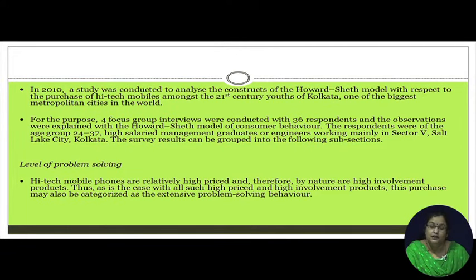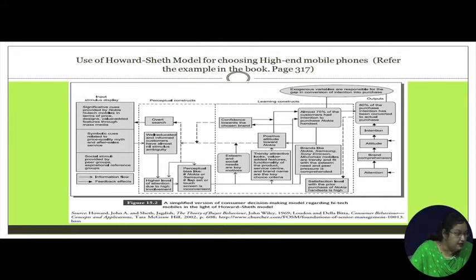as I discussed in the previous module, for a high involvement product, or what we call extensive problem solving behavior, all the 5 stages of decision making would be visible. That is need recognition, information search, evaluation of alternatives, purchase and post purchase, all these 5 would be visible. Now, we look at what has happened in this case.